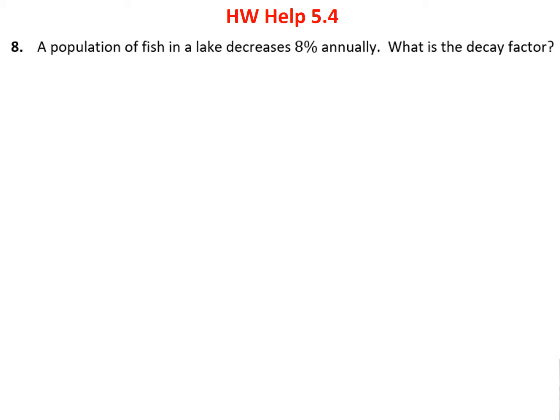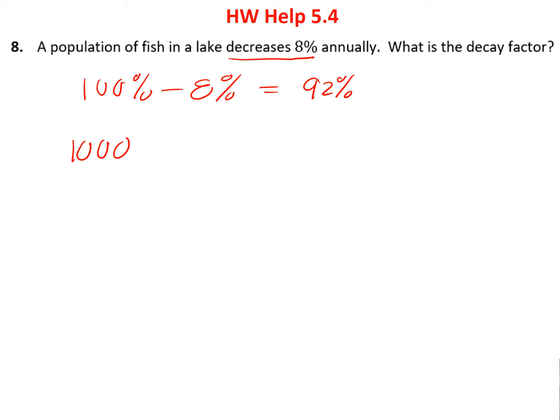Problem 8 says that if a population of fish decreases 8% annually, what is the decay factor? All right, you start with 100%, but then it goes down by 8%. So that means after 1 year, you're going to have 92% of the fish. So in other words, if I started with 1,000 fish, I could multiply it by 8% and then subtract it, or I could just multiply that by 92%.